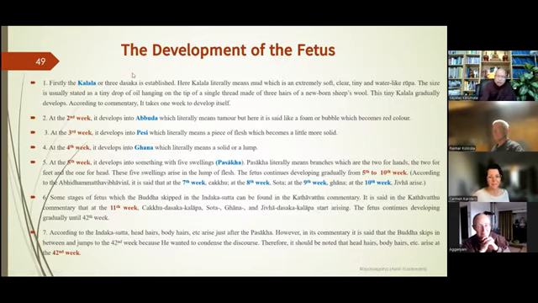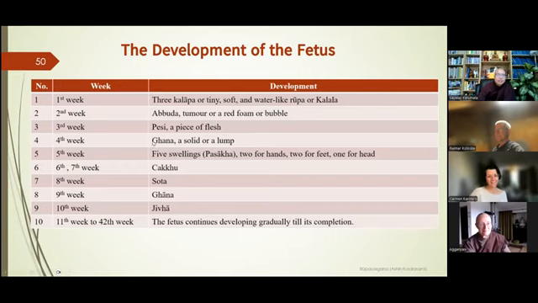So this one, I think we should continue next time. The development of the fetus: how our body develops gradually, according to the Abhidhamma. If I start this one, we need 30 minutes more. That's why I don't start this one. We'll continue next time. This one is the same.